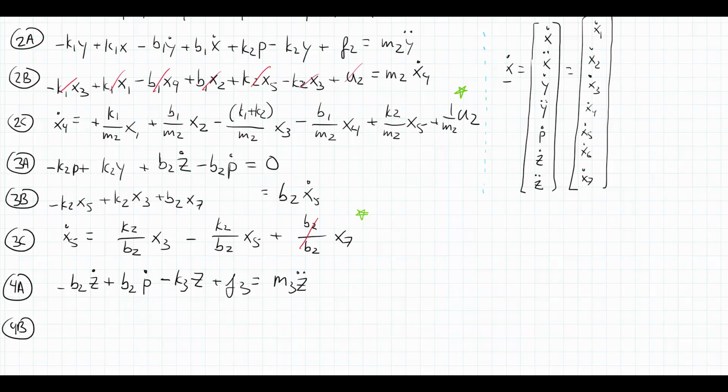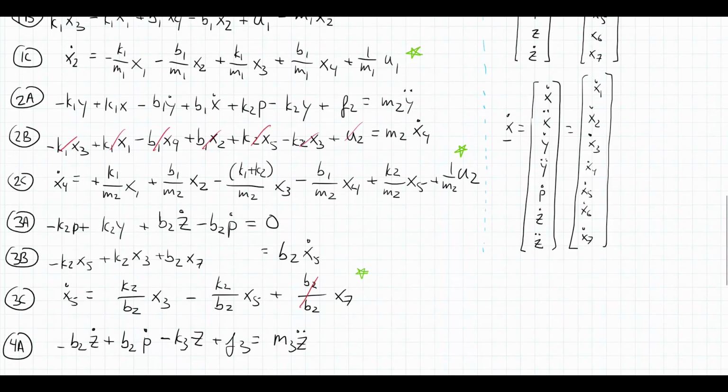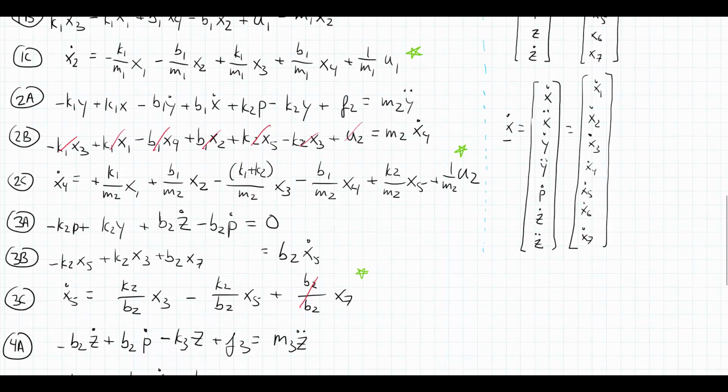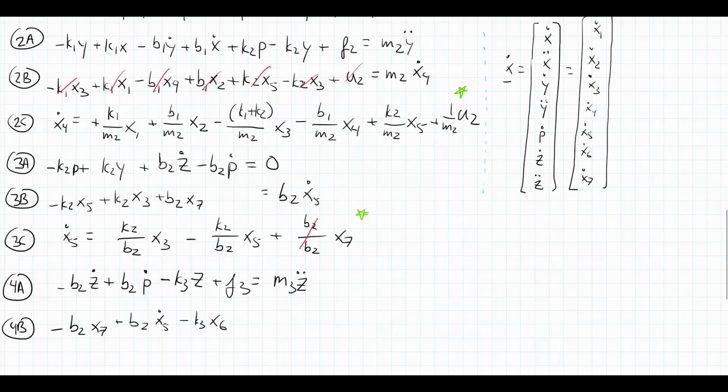Same pattern as before. Let's put in our state variables. Z dot is x7. And that's just x7 plus p dot, or b2 p dot. P dot only appears as x5 dot. I have no other choices in that matter. Minus k3 times z. Z is going to be x6 plus u3 equals m3. And here z double dot only appears as x7 dot. No other choice for that.